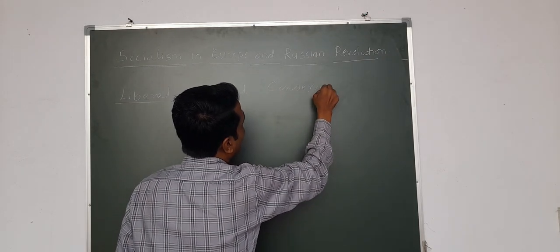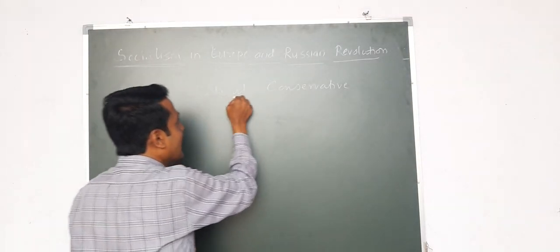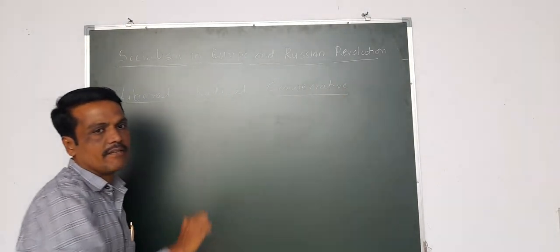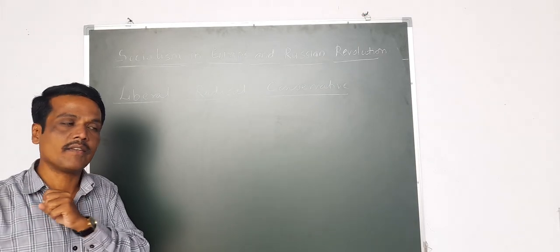Now try to understand what the meanings of these words are. What do you mean by liberals? What do you mean by radicals? And what are conservatives? First of all, try to understand, who were these? What kind of ideology did they have?